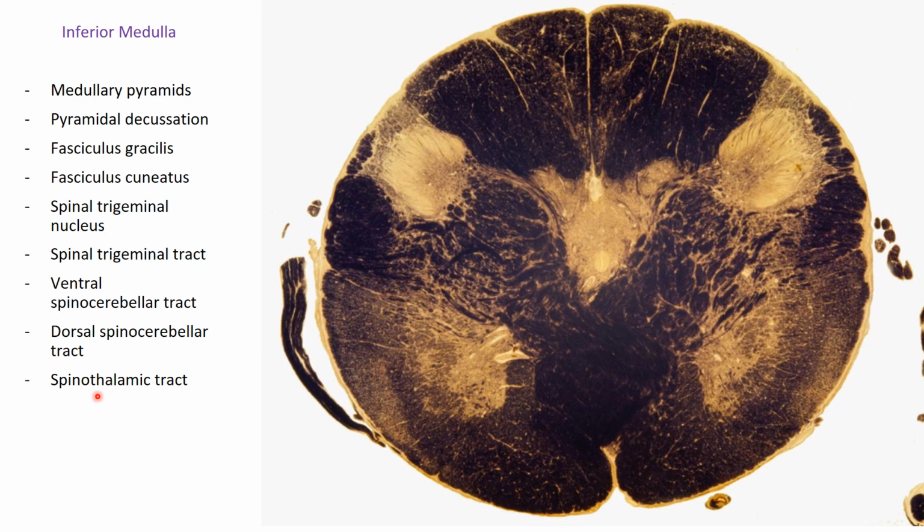And then lastly, we're going to talk about the spinothalamic tract. The spinothalamic tract is going to be pretty difficult to see in this particular view. We're going to say that it would be roughly in this region right here. Remember that the full name is the anterolateral spinothalamic tract. So that anterolateral component is just letting you know it's in the anterolateral component of this region.